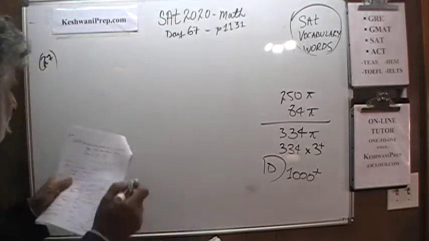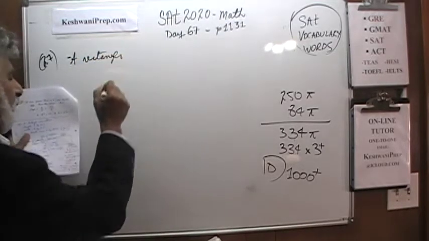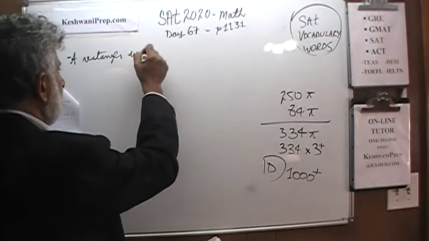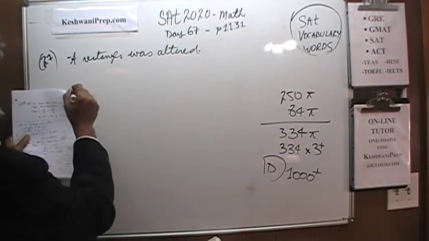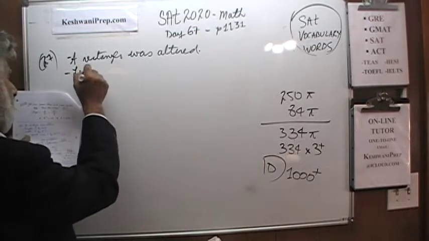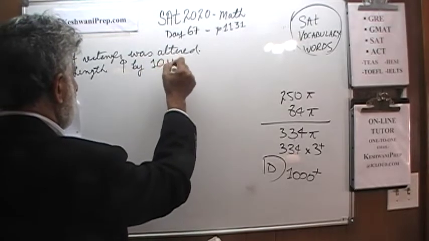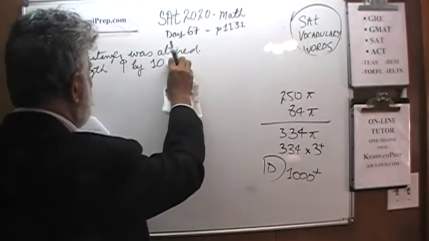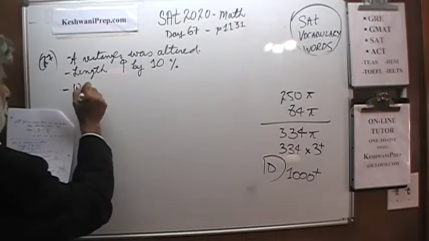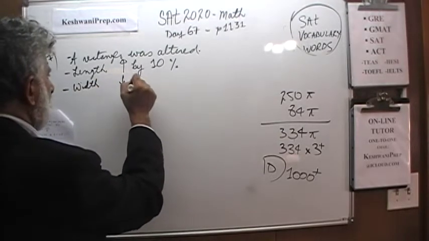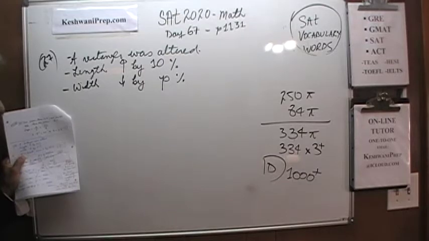Number 27 requires some writing, so let me finish writing it. It says we have a rectangle which we're going to alter. A rectangle, we are told, was altered in such a way that its length went up by 10%, and its width went down by 3%. You can pretty well guess by now what it is that we have to find.